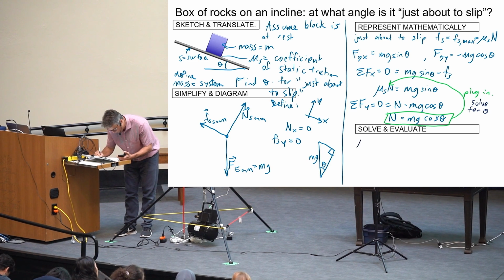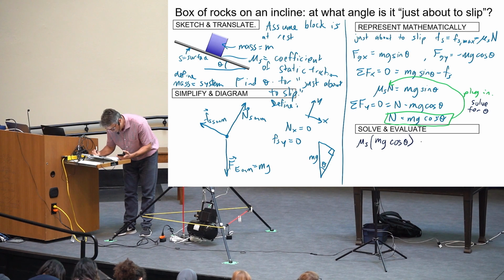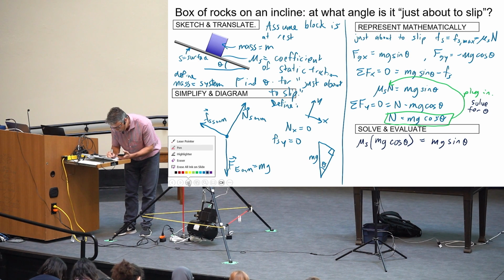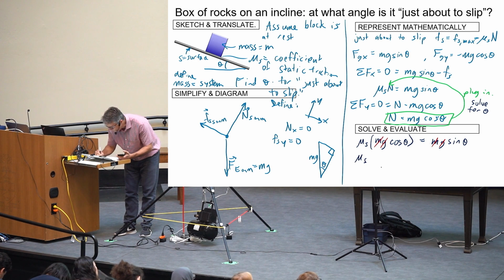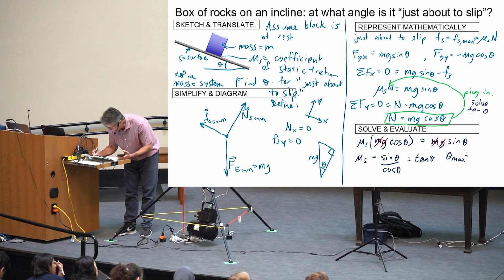So I'm going to say mu sub s times mg cos theta equals mg sine theta. And I think I can divide both sides by mg, since there's an m there, g there. Divide both sides by both. And I get that mu sub s equals sine theta divided by cos theta, which some people know as tan theta. So theta max is tan to the minus 1 of mu sub s. So what's interesting is that it doesn't depend on mass.